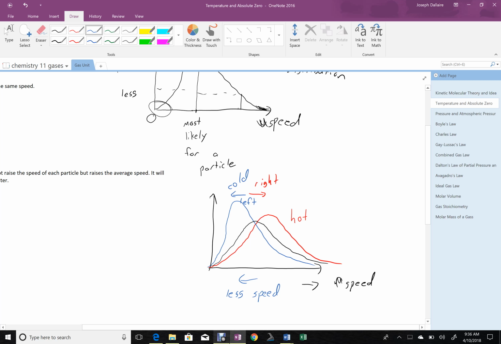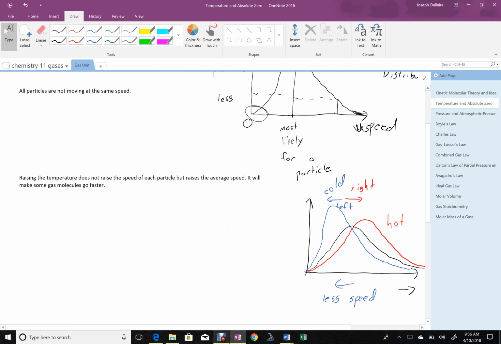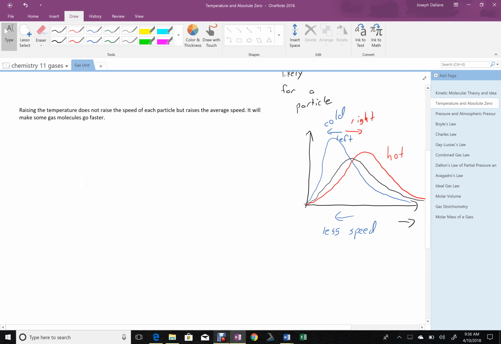So hotter has more faster particles, colder has more slower particles, and temperature itself predicts the average of all the particles participating in this graph. So when we say that the temperature of a substance has increased, that doesn't mean that some specific gas molecule is necessarily going faster. What it means is if we consider all the gas molecules in the substance, they are in general going faster than they were when it was colder. Or if we say that it's colder, they are generally going slower than they were when it was hotter.